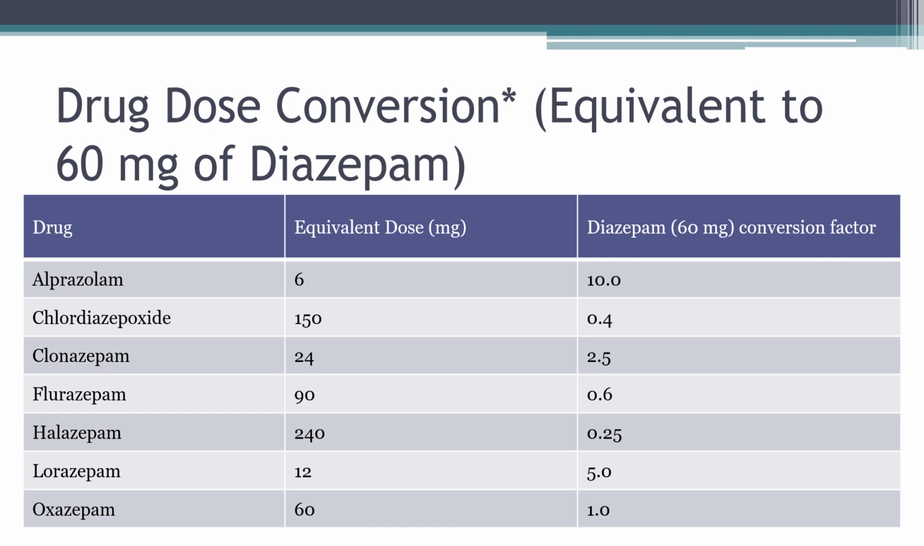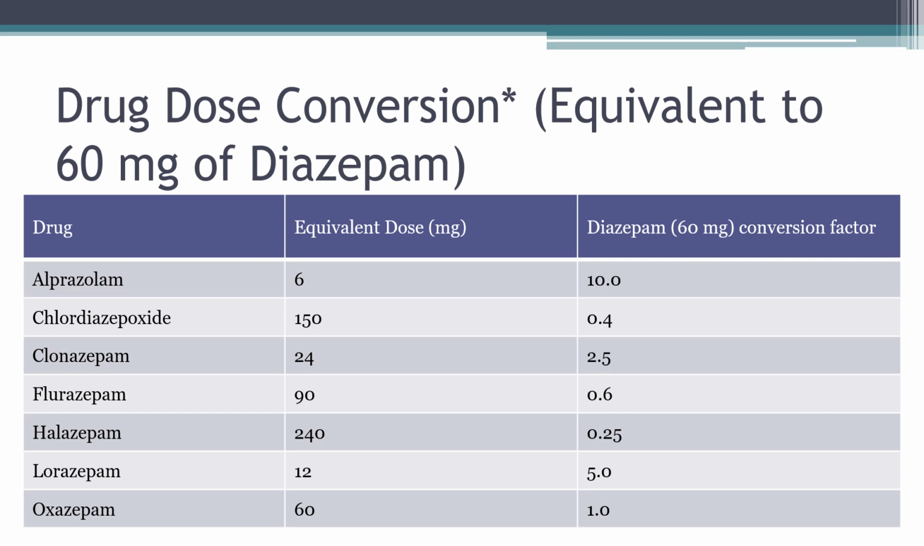This is the drug dose conversion chart for various benzodiazepines against the 60 milligram dose of diazepam. The equivalent doses for various drugs are as follows. For alprazolam, it is 6 milligrams. For chlordiazepoxide, it is 150. For clonazepam, 24. Flurazepam, 90. Temazepam, 240. Lorazepam, 12. And oxazepam, 16.